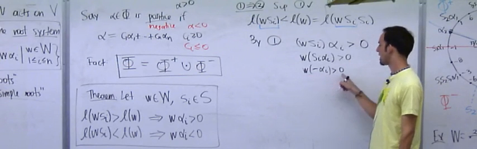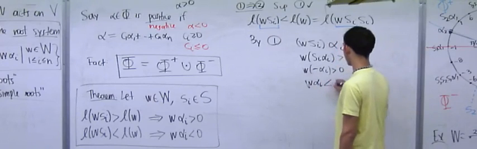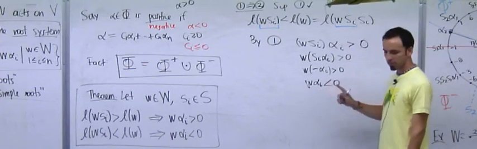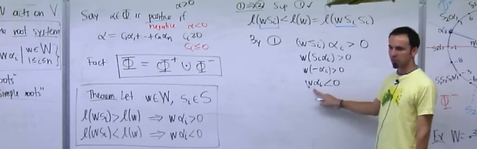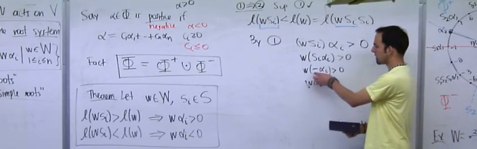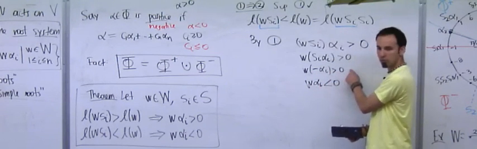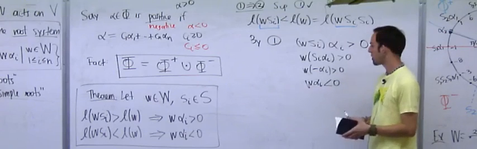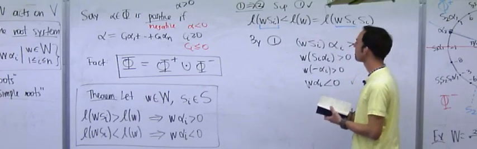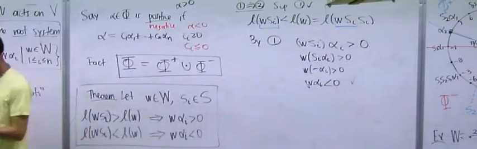But if W sends minus alpha_i to something positive, then it sends alpha_i to something negative. So why can I do this? I can do this because W is a linear operation. If it sends minus alpha_i to some positive vector, then alpha_i gets sent to the negative of this guy. It's a linear operator. Okay. And so I get this, which is what I wanted. So that proves that it's enough to show the first statement.